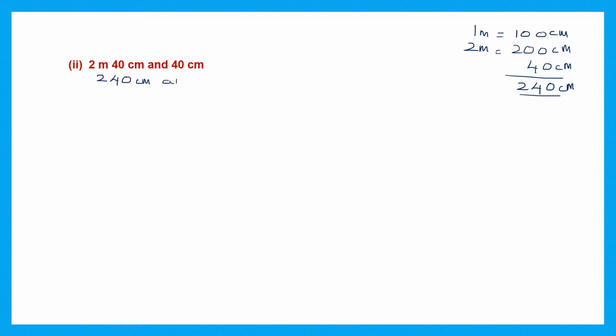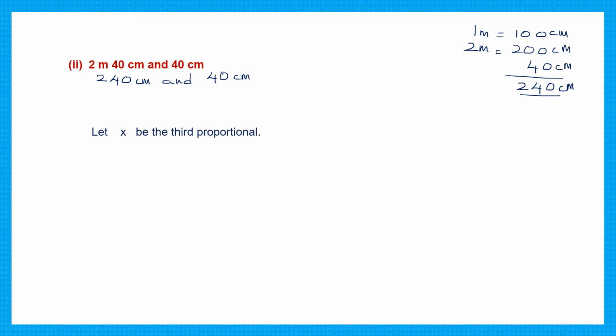Question 2. 2 meter 40 centimeters and 40 centimeters. Okay, so first let's get them to the same unit. So 1 meter is 100 centimeters. Therefore, 2 meters will be 200 centimeters. So both are centimeters. Plus we will add the 40 centimeters which is already given in the question. So this becomes 240 centimeters. Let's write it down. So this is 240 centimeters and the other one is already 40 centimeters itself.